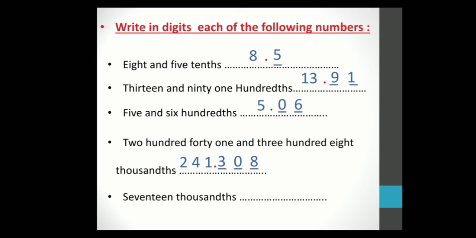Now, I need to write 17 thousandths. But in this one, I don't have a whole number. The whole number here is what? Nothing. So I put 0 as the whole number. Then I put the point. Thousandths means 3 decimal places. And I need to write in these places 17. So first we write 0 and then 17. So the number will be 0.017.